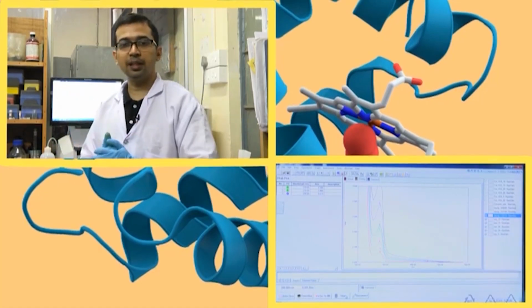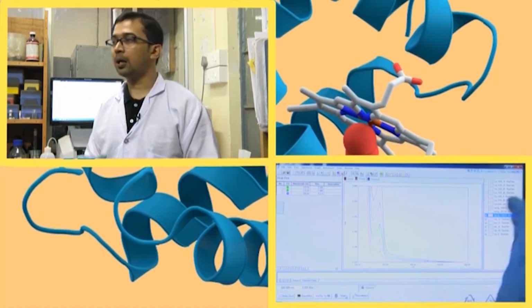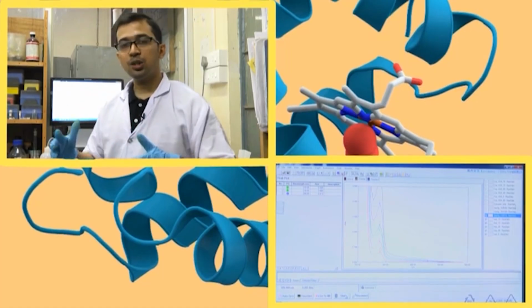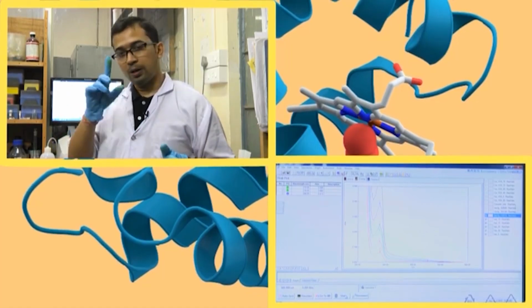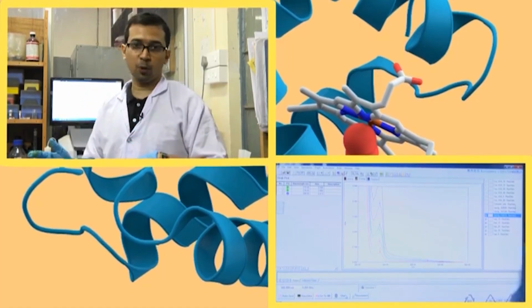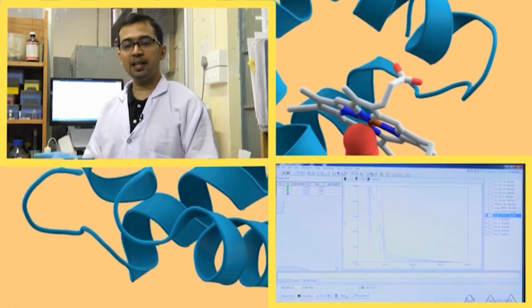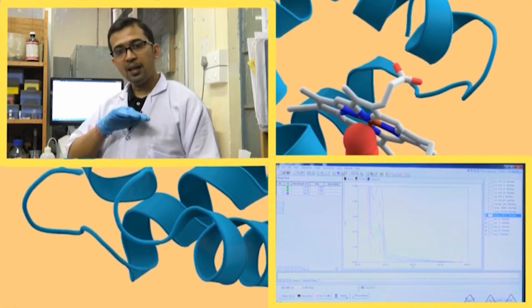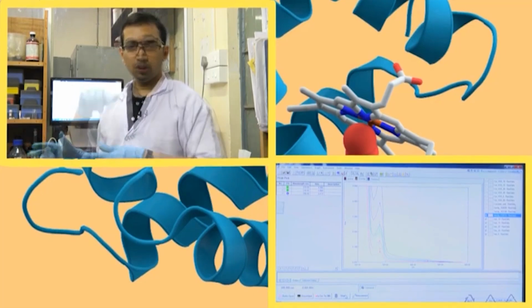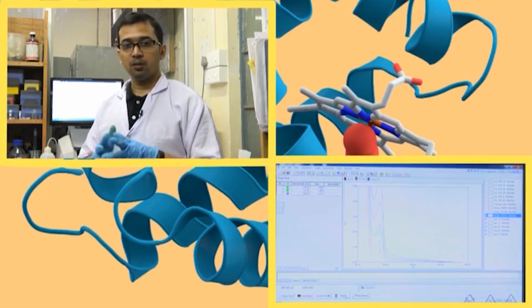Suppose in this case we have taken curcumin. We will be measuring the change in the absorbance of curcumin, and we will take the reciprocal of it, that is 1 by delta A. Delta A is the change in absorbance.